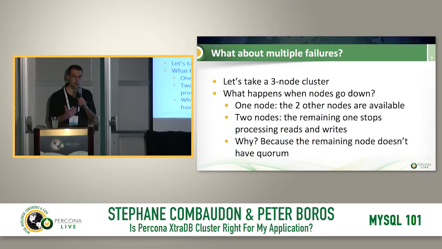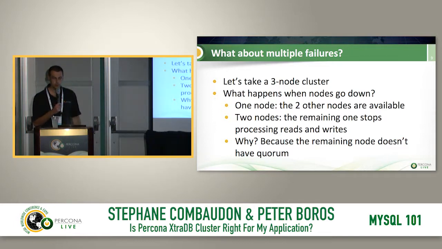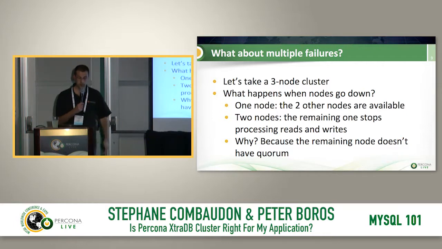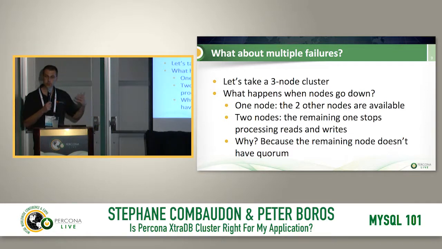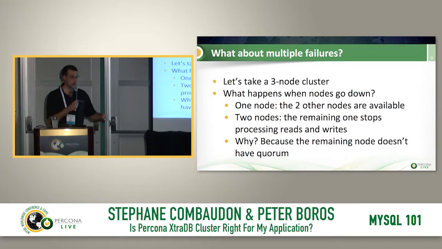Okay, so I talked about one failure. So now what about multiple failures? Let's say we have a cluster with 3 nodes. What happens when nodes go down simultaneously? If we have one node that goes down, we still have 2 other nodes that remain available, and that's great. The cluster will keep on processing queries. Now let's say that another node goes down. You have another crash. So this time you only have one node that is up.